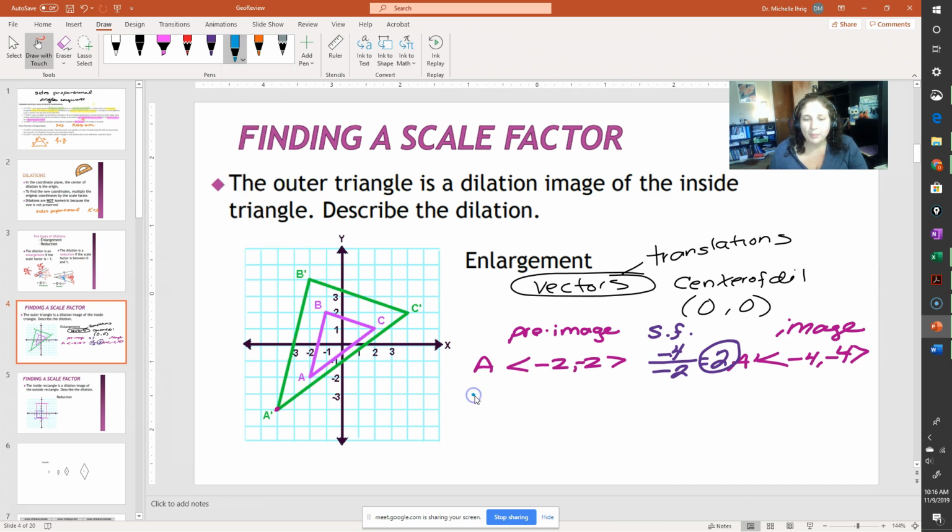So if we think about B, what would I put down for B? What would be the vector for B? I'll wait a couple seconds, and if you guys don't respond, then I will do it for you. But what would be the vector for B? And then we also need the vector for B prime.